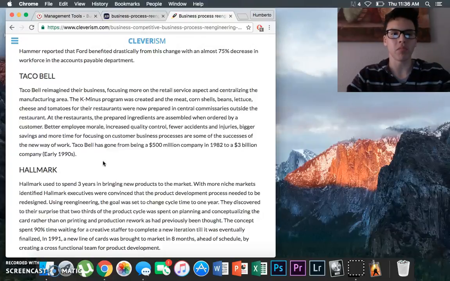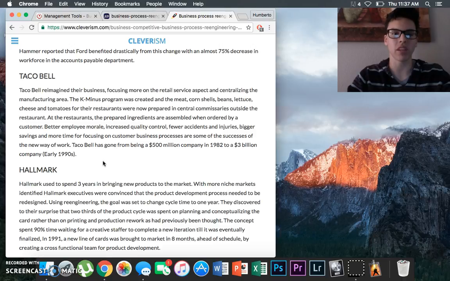Taco Bell reimagined their business, focusing more on the retail service aspect and centralizing the manufacturing area. The K-minus program was created, and the meat, corn shells, beans, lettuce, cheese, and tomatoes for the restaurants were now prepared in central commissaries outside the restaurant. At the restaurants, the prepared ingredients are assembled when ordered by a customer. Better employee morale, increased quality control, fewer accidents and injuries, bigger savings, and more time for focusing on customer business processes are some of the successes of the new way of work.